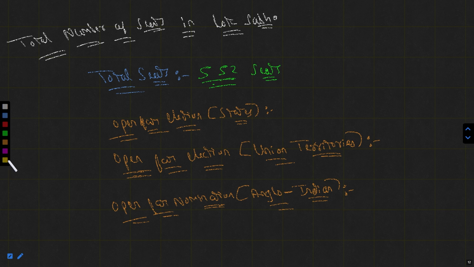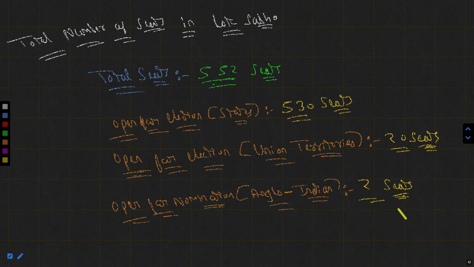Okay, so if we talk about it, open for election from states, 530 seats are there. Open for elections from union territories, 20 seats are there. All right. Open for nomination from the Anglo-Indian community, 2 seats are there. Okay, so just keep this flow chart in your mind. Okay, that will be helpful for you.